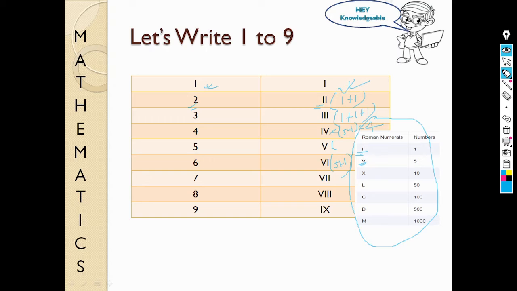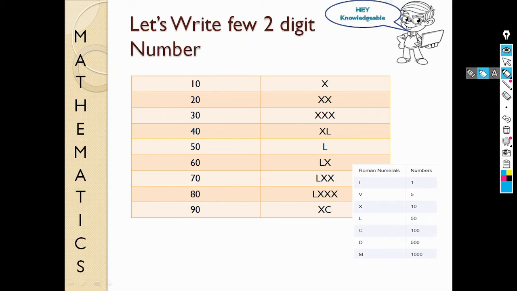Again, for 7, it will be 5 plus 1 plus 1. For 8, it will be 5 plus 1 plus 1 plus 1. But again, 9 can't be written as V and then IIII because that is again prohibited by the rule. So we'll have to go by the rule of subtraction. We'll have to take the higher number, that is X, and then this becomes 10 minus 1, that is 9.